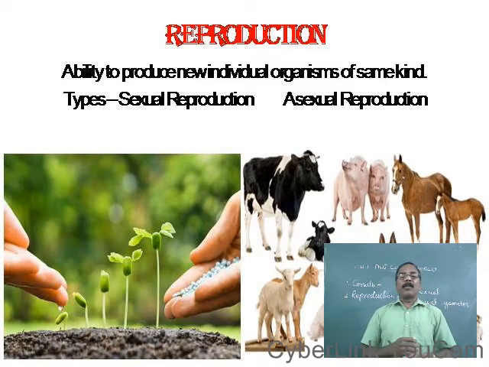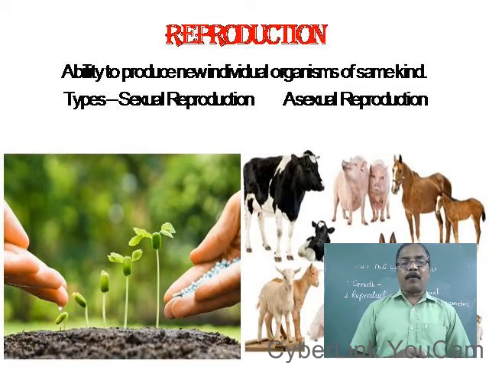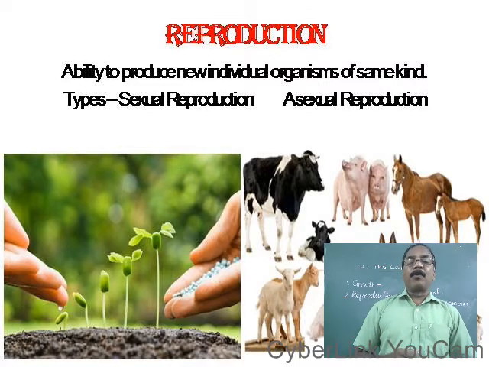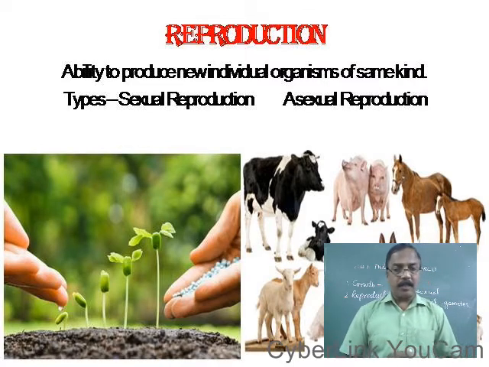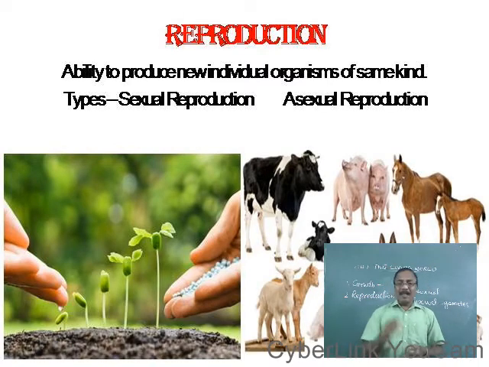This method of reproduction we call the sexual mode of reproduction, where male and female gametes, sperm and ovum, are produced, and that will help in producing new individuals through fertilization or syngamy, as we call the process. Now the second practice is called asexual reproduction.